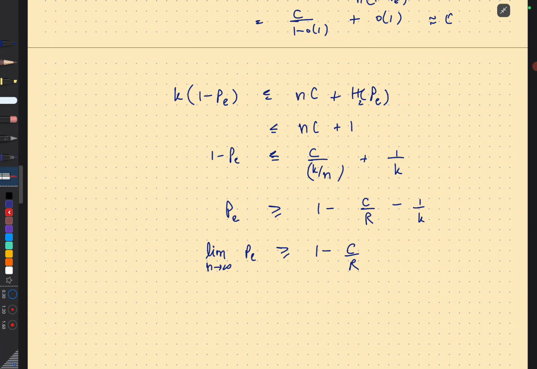Okay, so let's have a quiz. If R is less than C, then what happens to the right hand side? It becomes negative, right? So then this doesn't give you anything meaningful because you know that the probability of error has to be greater than or equal to 0. So it's not a useful inequality if R is less than C. But if R is greater than C, then it says that the probability of error can never be equal to 0. It has to be greater than 0.